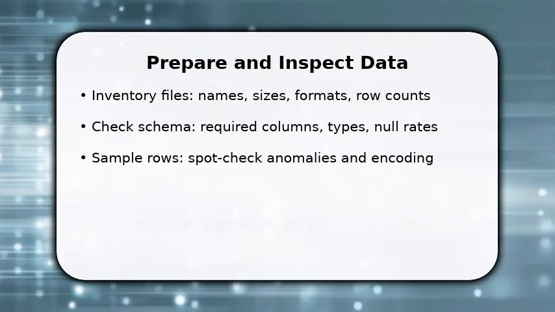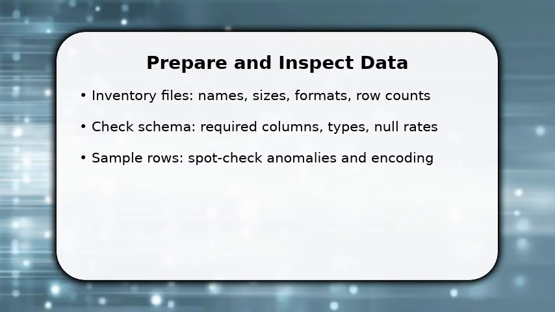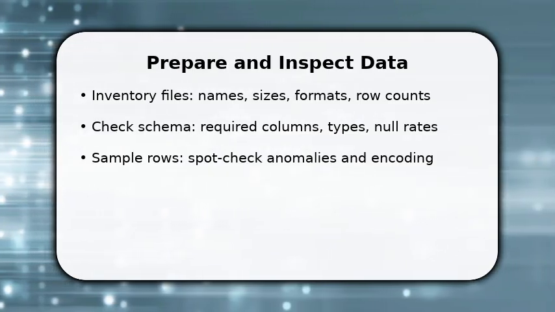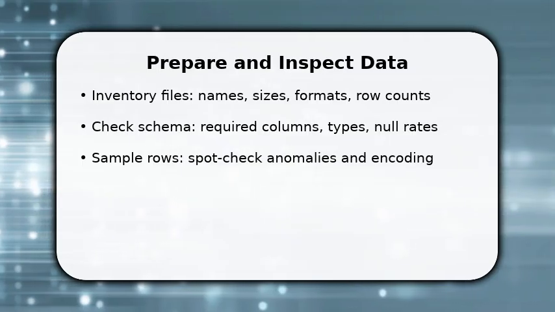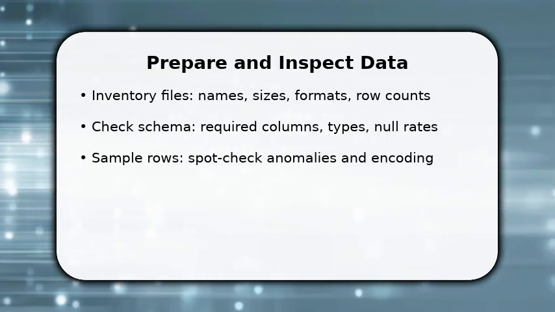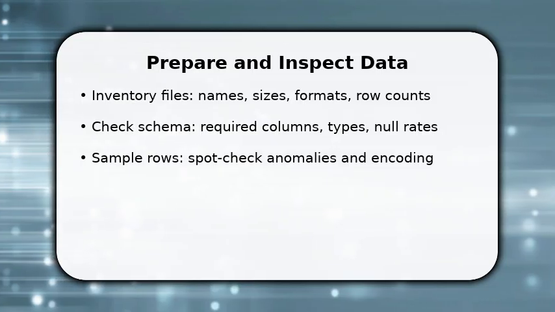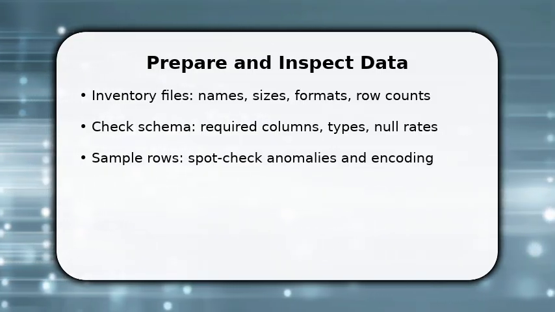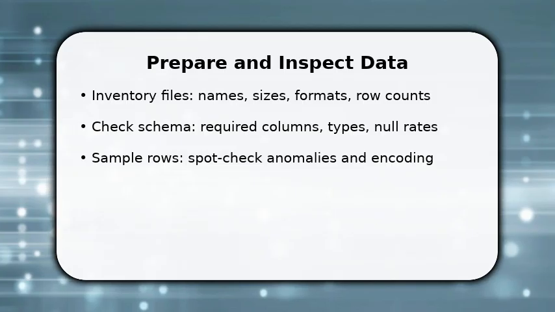You start by listing your files and sampling rows to see actual contents. Do this now. Once you know formats and sizes, validate the schema so you understand required columns and types. Make sure to record null rates and obvious outliers as you inspect. You should also confirm encoding and delimiters to prevent later parsing errors.